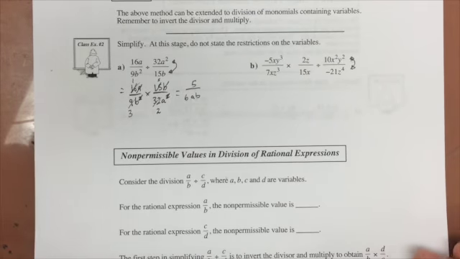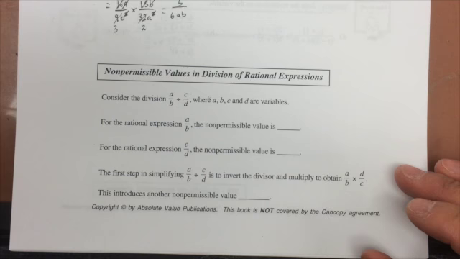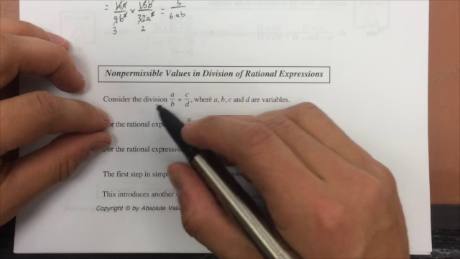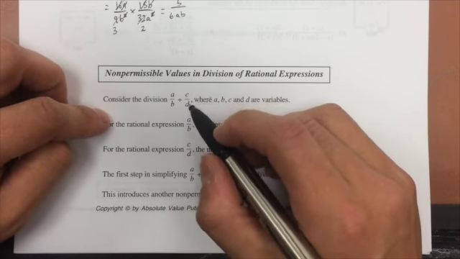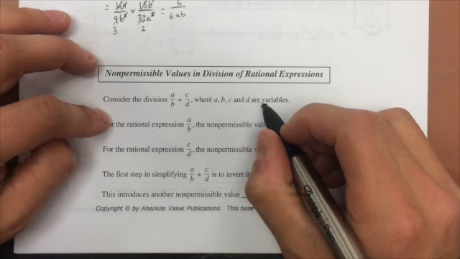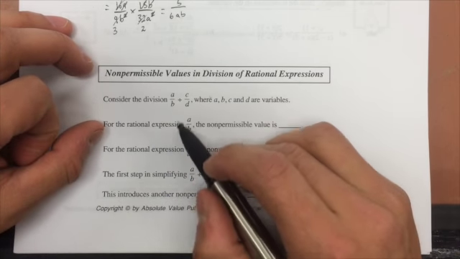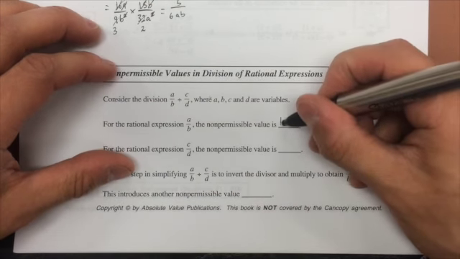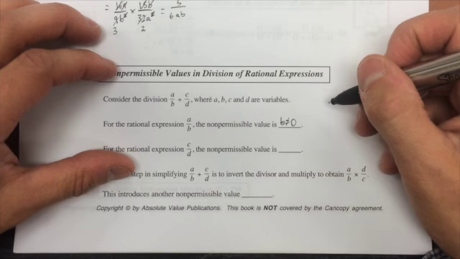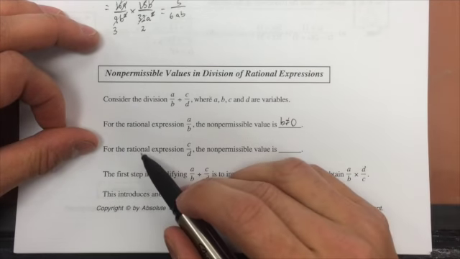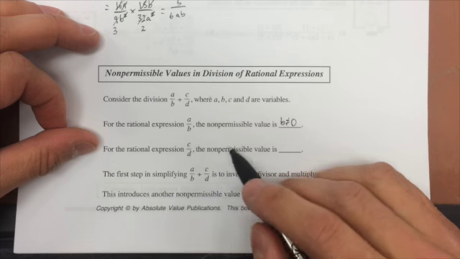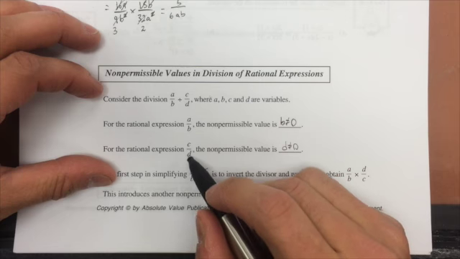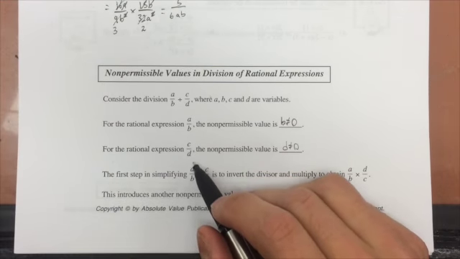But let's look at what our non-permissible values in dividing rational expressions would be. So consider the division a over b divided by c over d, where a, b, c, and d are variables. For the rational expression a over b, the non-permissible value is that b can't equal 0. For the rational expression c over d, the non-permissible value is d can't equal 0, right? Because we'd be dividing by 0 in that case.